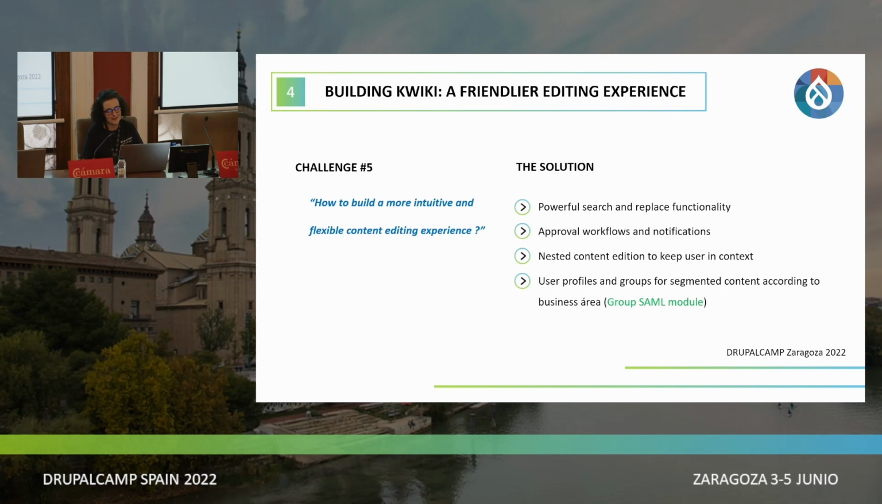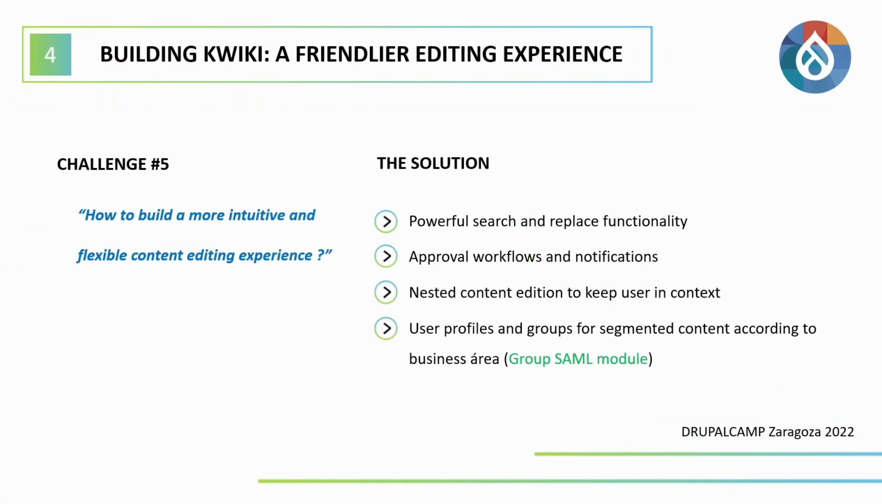And finally, challenge number 5 was how to build a more intuitive and flexible content editing experience. Now we're talking a little bit about what goes on in the back office. So we have, again, in the back office, a powerful search and replace functionality. This was a handful to do, but well, it's done. We have approval workflows and notifications also in the back office.